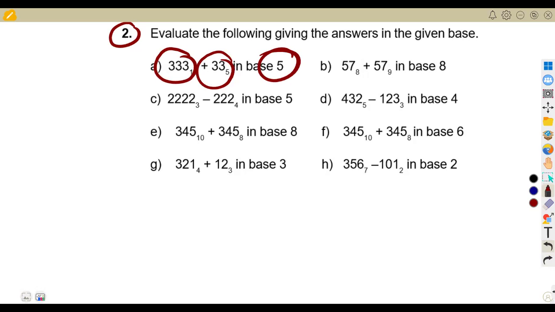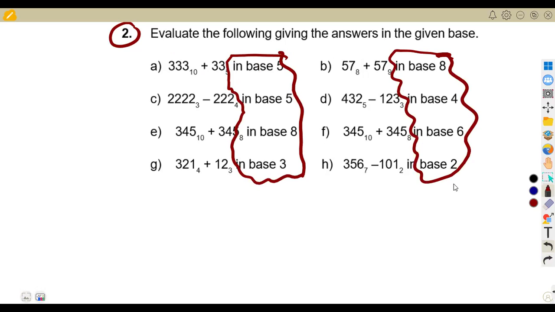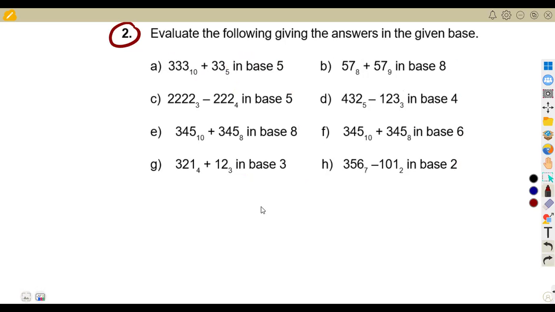Take note. So there are two ways that you can consider. You're given where and how to express your answer, whether in base of 5, in base of 8, in base of 3, in base of whatever that you're given. Are you going to have it in base of 5? Are you going to have it in base of 8?